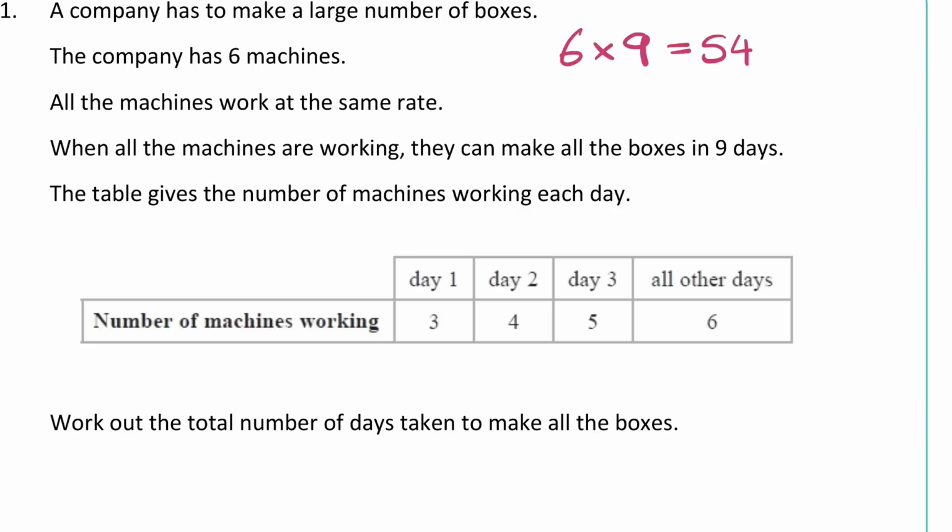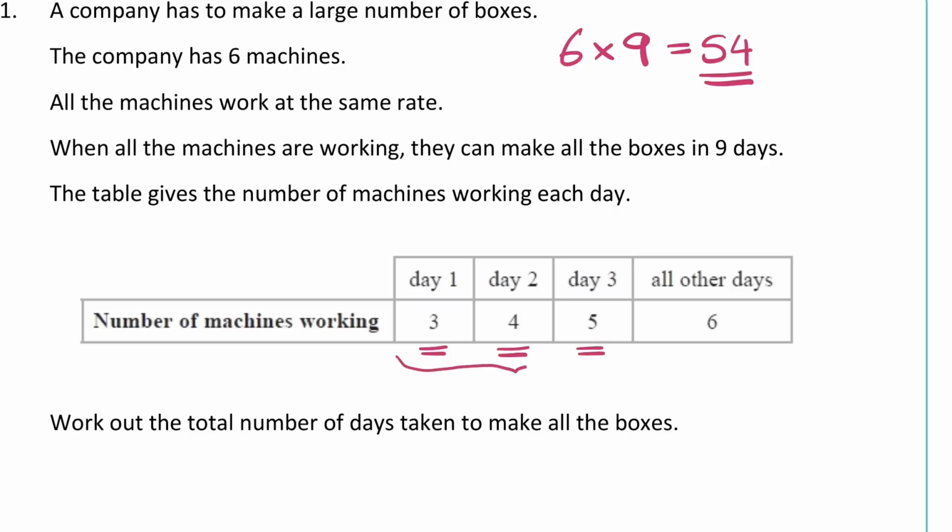So if it takes 54 days in total for one machine, let's have a look at how many days or machine days we have going on in this scenario. Now it says on day 1 we have 3 machines, and if we think about these as days, well, day 1 we've got 3 days of work being done. Okay, it's 3 machines, but they're all working on day 1, so that's 3 days worth of work. We have 4 days worth of work on day 2 and 5 days worth of work on day 3, based on the number of machines.